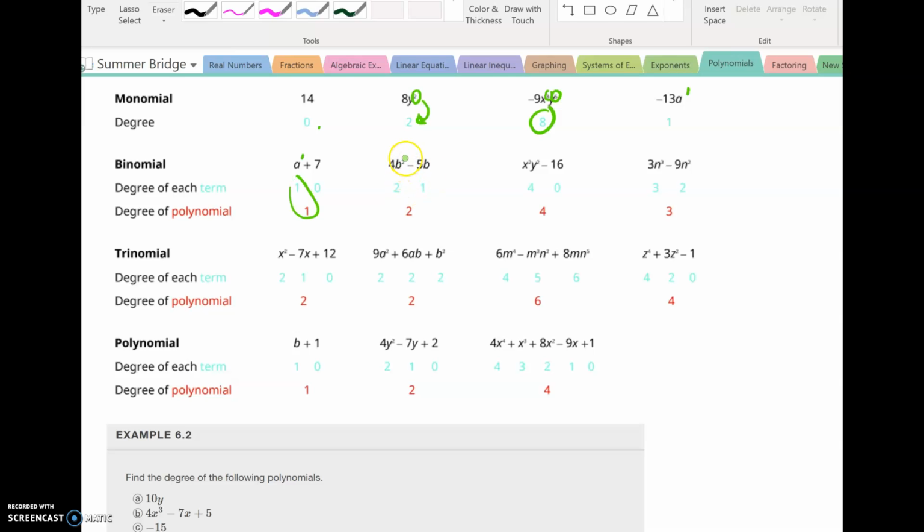Here the degree of the first term is 2, the degree of the second term is 1, 2 is larger than 1, so the degree is 2. Now here I have x squared, y squared, so 2 plus 2 is 4, which is how I got that. And then the degree of a constant is 0, so which one's larger? 4 or 0? 4, so that is the degree of the polynomial.